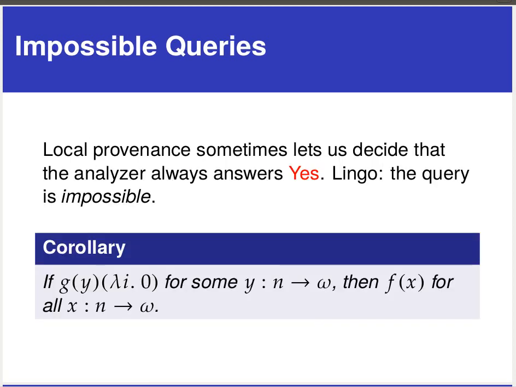So here's one example of how to use this. It might be that the local provenance you get back is a tautology. Since g of y is a monotone function, you can tell it's a tautology by just evaluating it for the constant function 0. And if it says true, then you know that it's a tautology. In that case, you know that the analysis will return 1 for all abstractions.